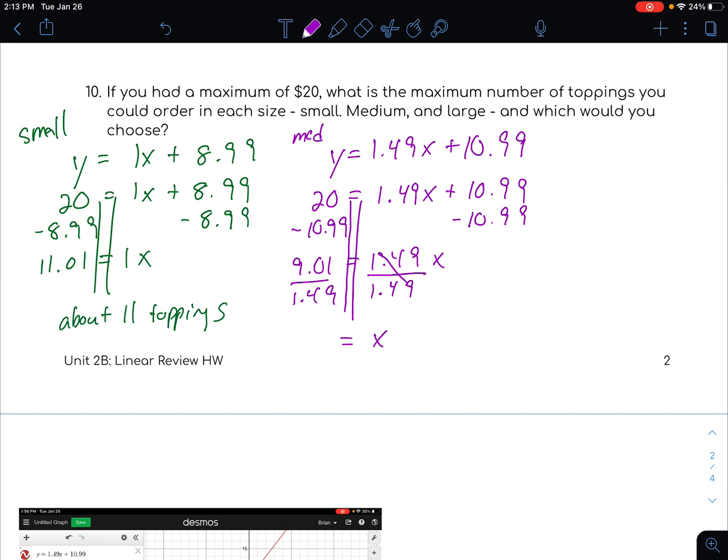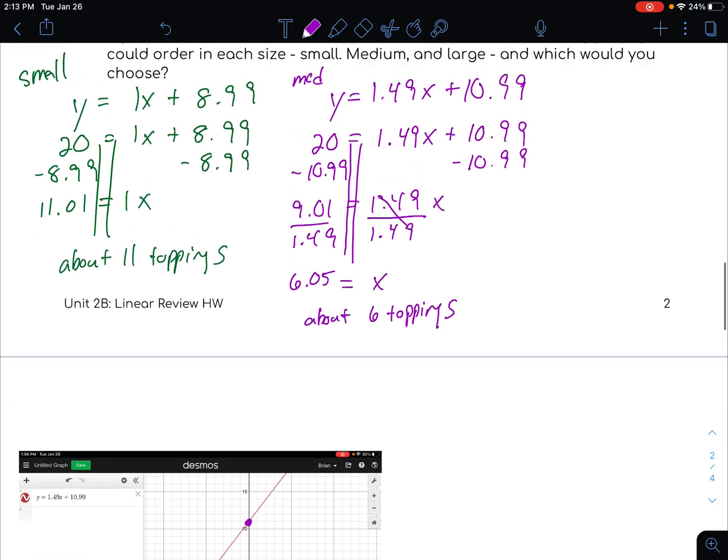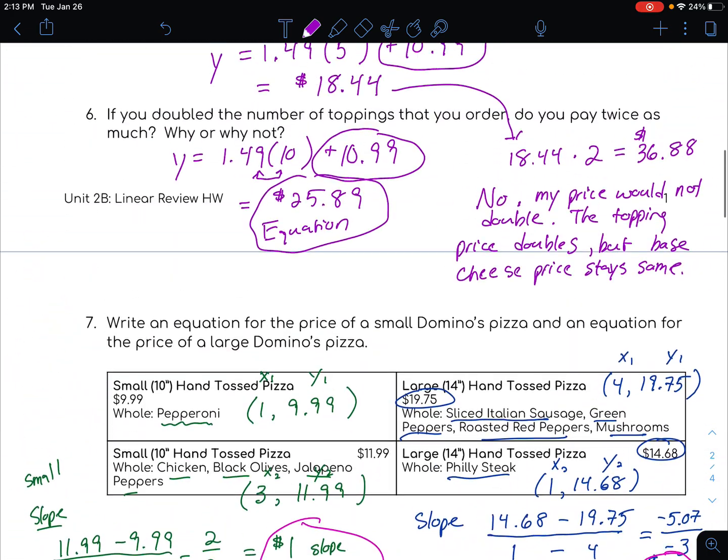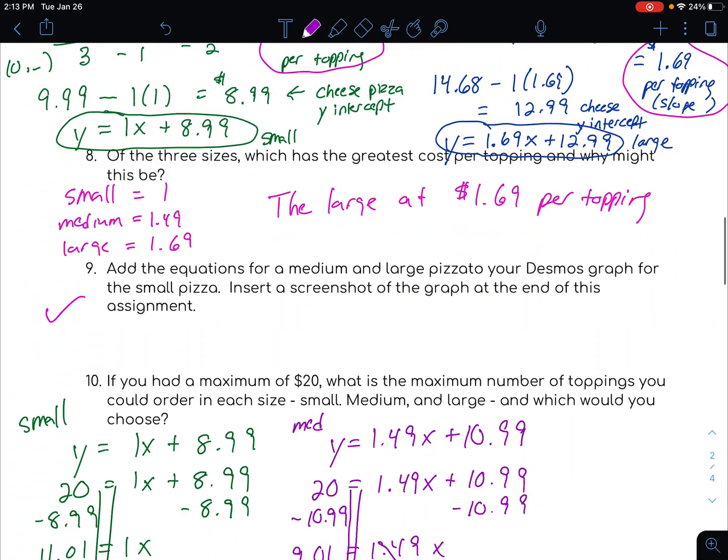That leaves us with, let's see, 9.01 divided by 1.49. When I type that into my calculator, I get 6.05. So about 6 toppings. So that's a significant difference there between the small. Get a lot more toppings on the small. Let's see, am I going to have room for the large here?